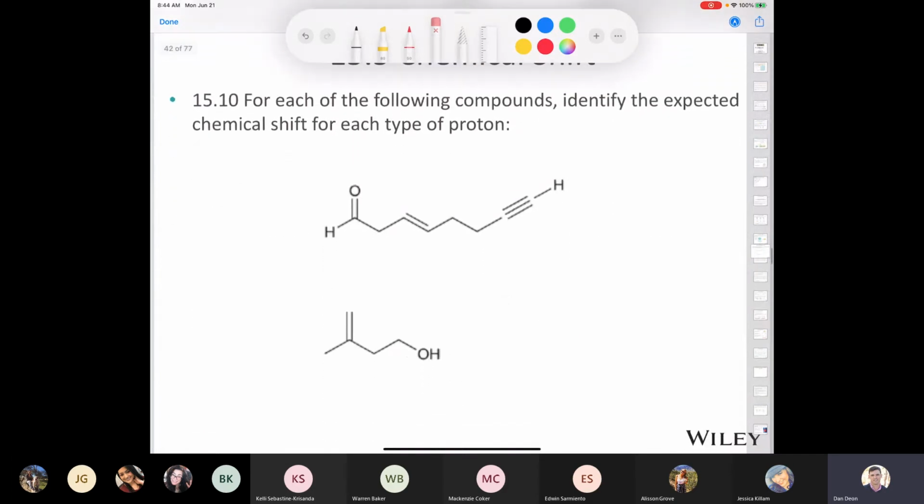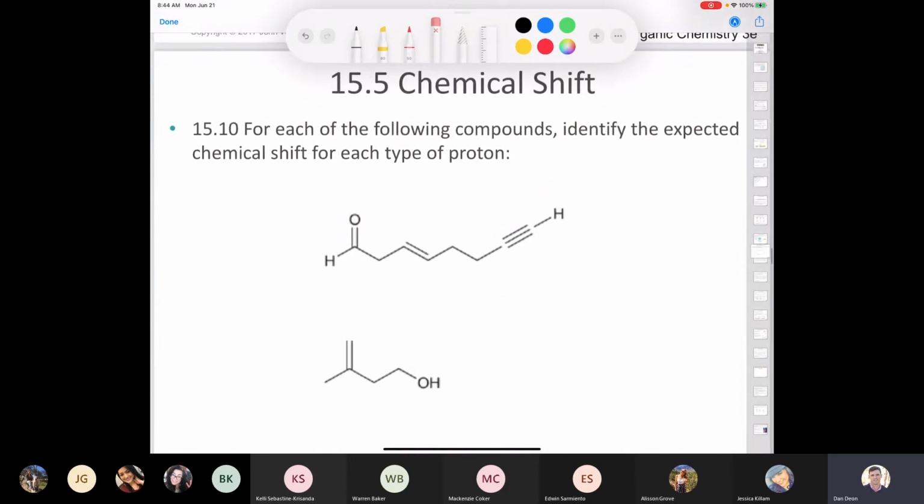So you might want to refer back to the tables, table 15.1 and table 15.2. It asks us, for each of the following compounds, identify the expected chemical shift for each type of proton. So think about what we're doing. Let's say you're an organic chemist working in a research institute, and I don't think this molecule has any biological activity. But imagine that what I have in the yellow circle here, you've got an alkyne, an alkene, and an aldehyde in this molecule. Imagine that was some kind of blockbusting drug.